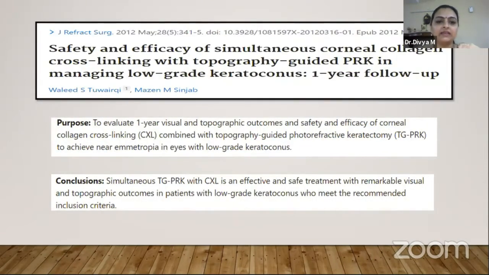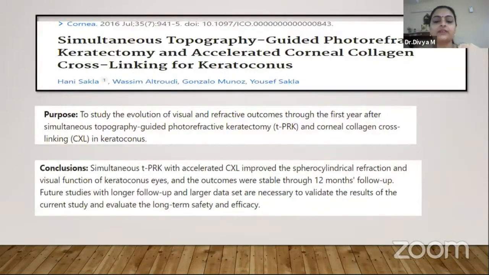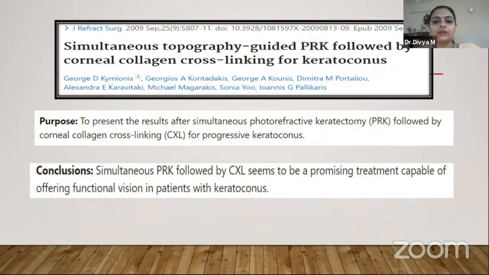And this is a study showing the safety and efficacy of topo-guided PRK. So again, here they've concluded that PRK followed by CXL is a promising treatment.